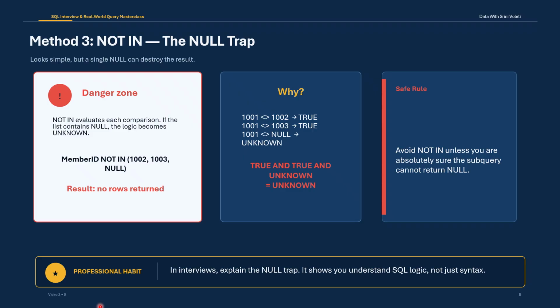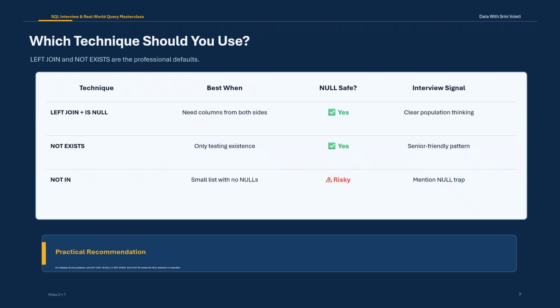the syntax. Now let us compare the three techniques. Use left join plus is null when you want the population preserved and need columns from both sides. Use not exists when you only need to test whether a matching row exists. It is concise, null safe, and communicates anti-join intent clearly. Use not in only when the list is small or the subquery is guaranteed to exclude nulls. Otherwise, it's risky. For most missing record problems, left join plus is null and not exists are the professional defaults.